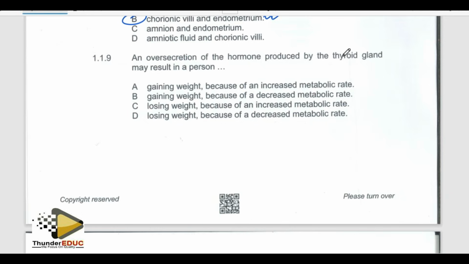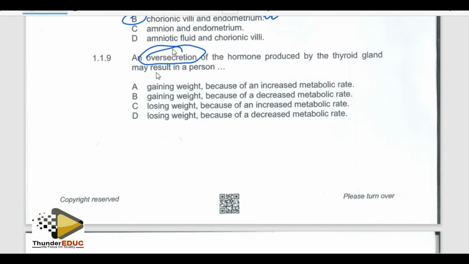Which hormone is that? First ask yourself, which hormone is that? Thyroid gland obviously cannot produce luteinizing hormone. Definitely it is going to produce thyroxine. Thyroid gland, thyroxine. Thyroid gland, thyroxine. So you have to know that. So they're asking the effect of thyroxine when it is oversecreted. Don't forget that you have undersecretion and oversecretion. So in this case it is oversecretion.